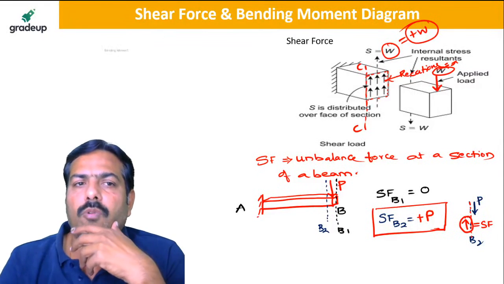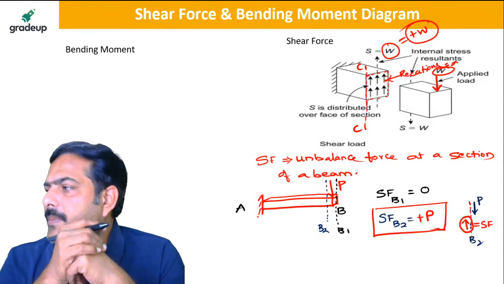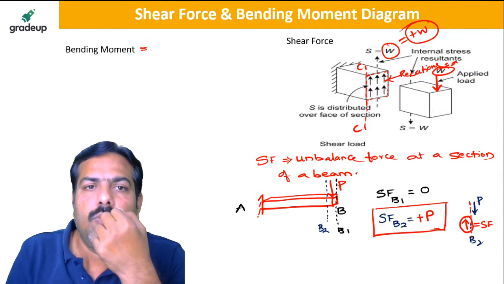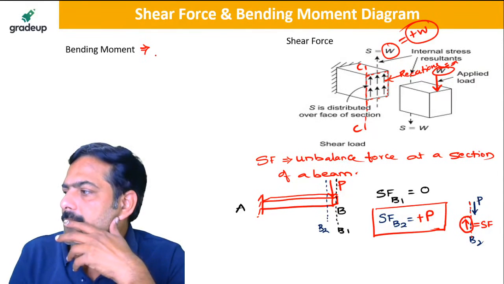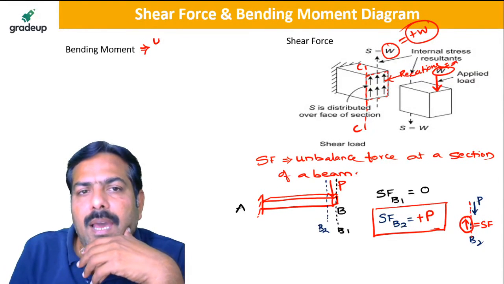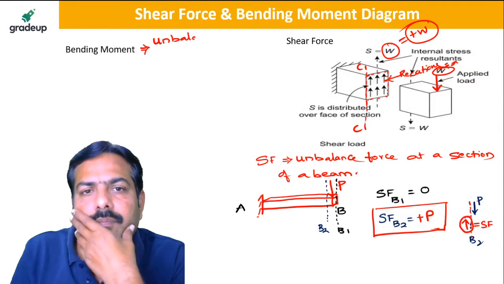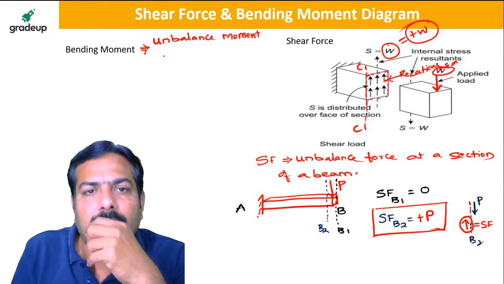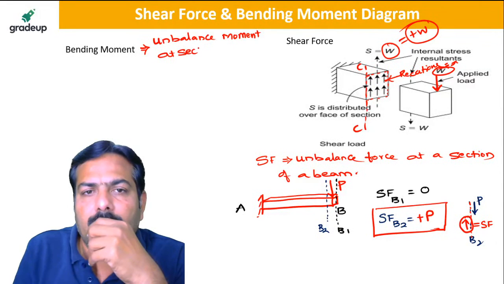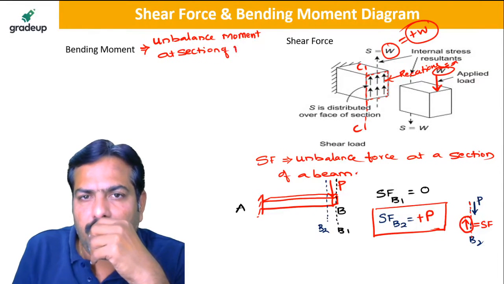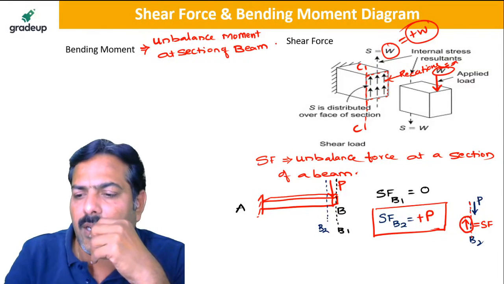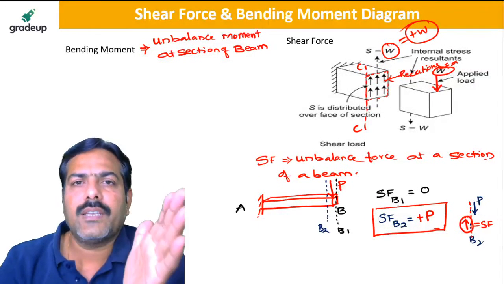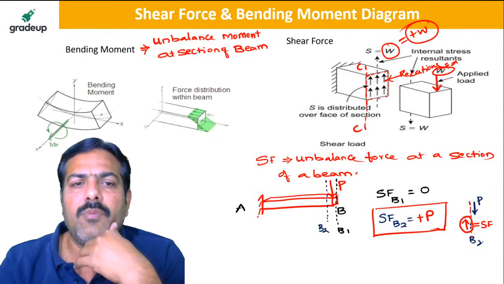So can you tell me what do you mean by bending moment? Yes, my dear friends, what do you mean by bending moment? It is the unbalanced moment at the section of the beam. Moment at a section of a beam is called bending moment. Is it clear now? Force into perpendicular distance is moment, but at a section of a beam, if you cut the section, the unbalanced moment is called bending moment, my dear friend.